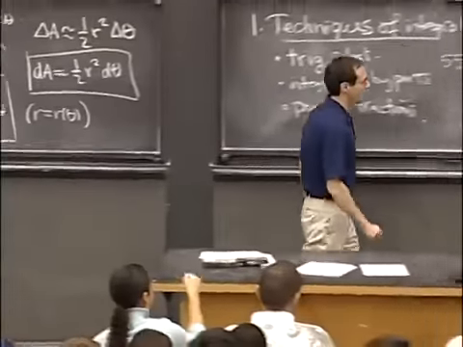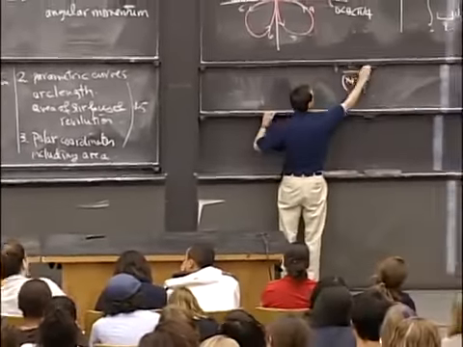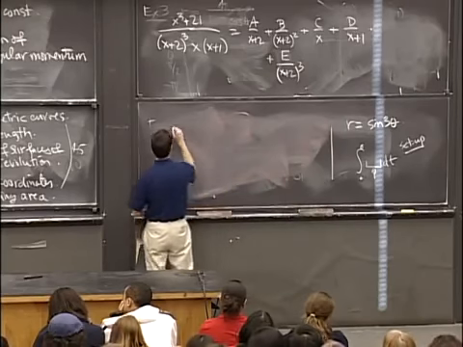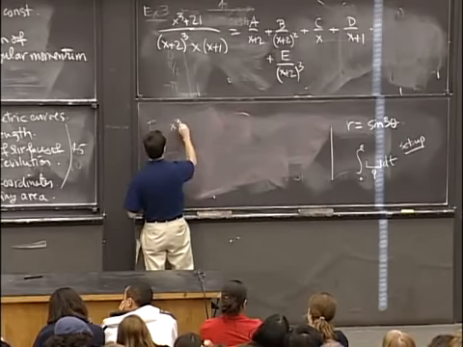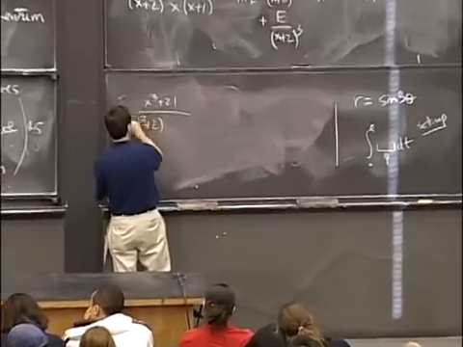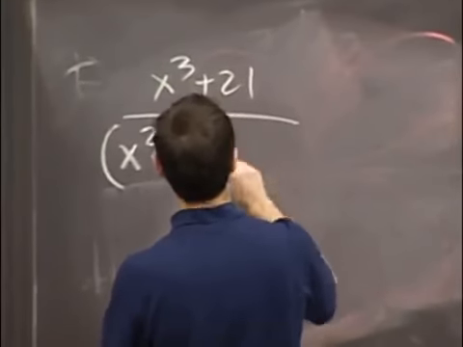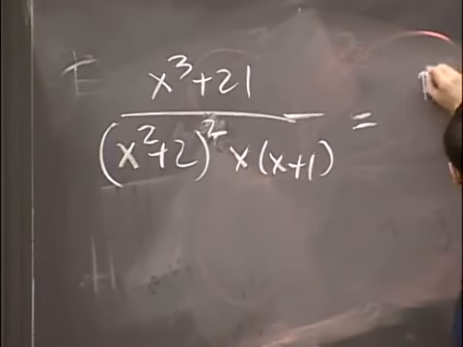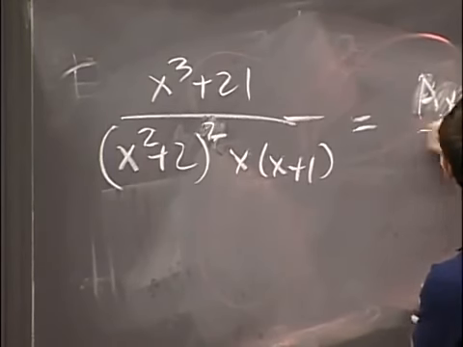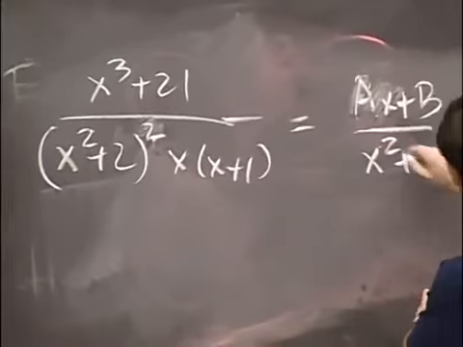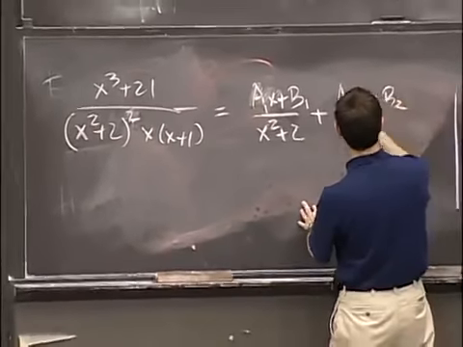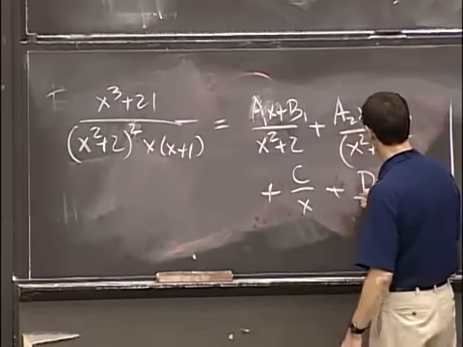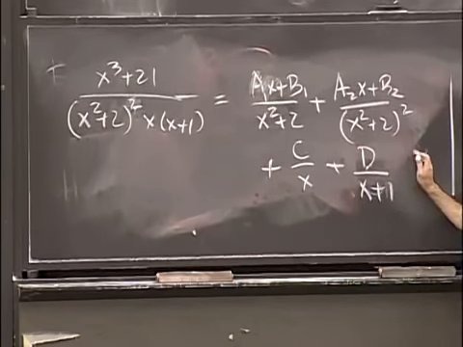Okay, so the question had to do with the partial fractions method. And what happens if you have a quadratic? So for instance, if it were this one, it's too disgusting. I'm going to just do it with two of them. All right? So the parts with x and x plus 1 are the same, but now you have linear factors here: a1x plus b1 divided by x squared plus 2, and a2x plus b2 over x squared plus 2 squared, plus c over x plus d over x plus 1. All right? This is the way it works.